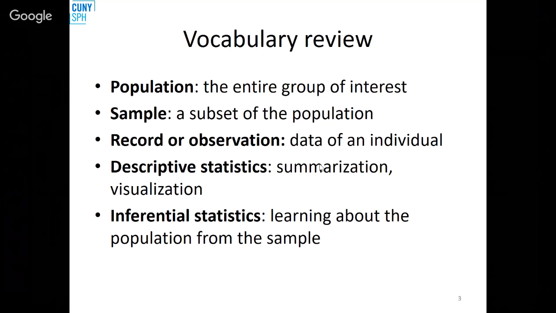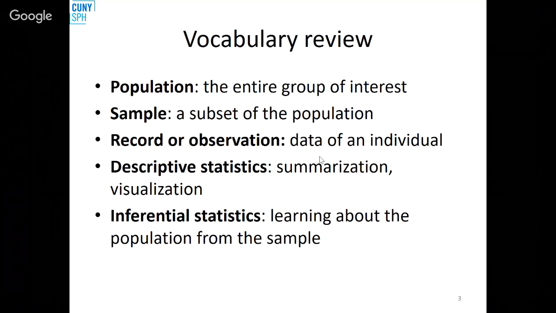So to review some of the vocabulary that we introduced last time, and feel free to pipe up if there was something else new that I didn't include in the review here. But the population refers to the entire group of interest. So there are two parts of that. One is that it is entire, and the other one is that it is the group of interest. So that could mean everyone in the world. It could mean adults in New York. It could mean any number of things, but it's the entire group that we're intending to study.